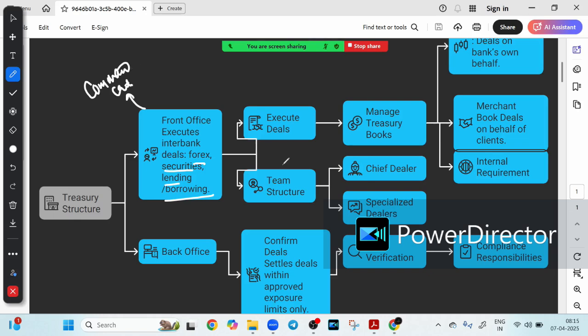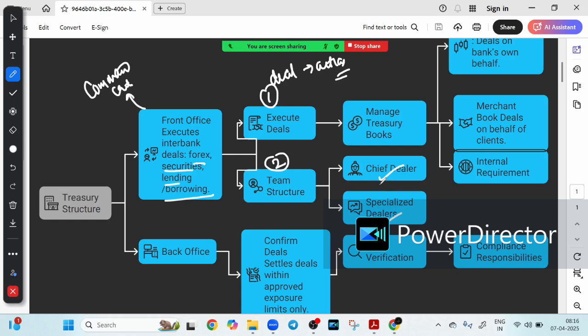Further from here, two key functions unfold. The first is the execution of the deal, which means the deals initiated are put into action. The second is team structure. Every great system needs a strong team. This includes the chief dealer, who leads the charge, and specialized dealers who focus on a specific market segment. You must know that it consists of a chief dealer who leads, and specialized dealers.